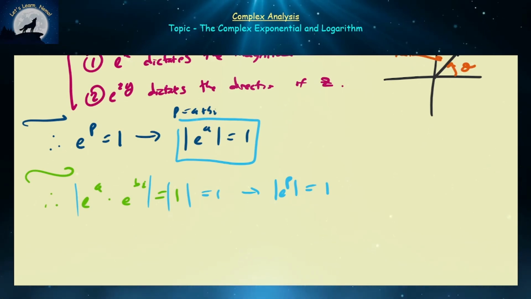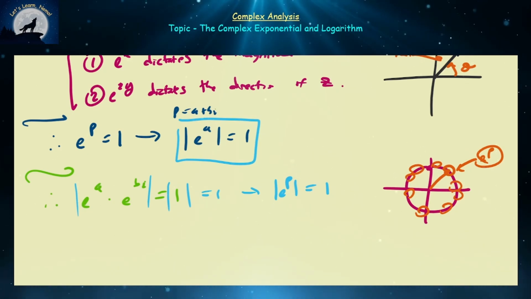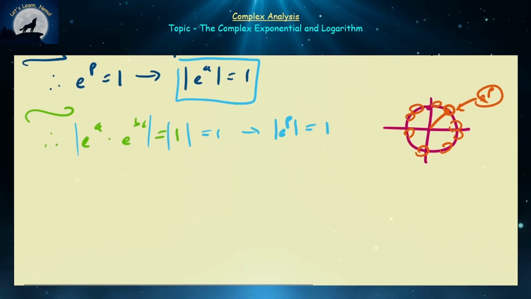So if the norm of e to the p is equal to 1, where is e to the p located? Well, e to the p is just going to be located on some particular point on the unit circle, right? So e to the p is located here, here, here, or here. So e to the p could be equal to 1, it could be equal to -1, it could be equal to i, it could be equal to -i, and so on. Okay, so that is going to be giving us this.